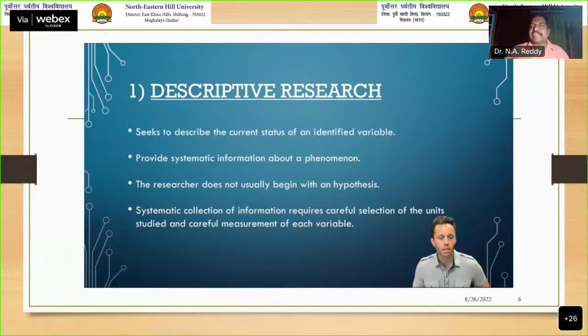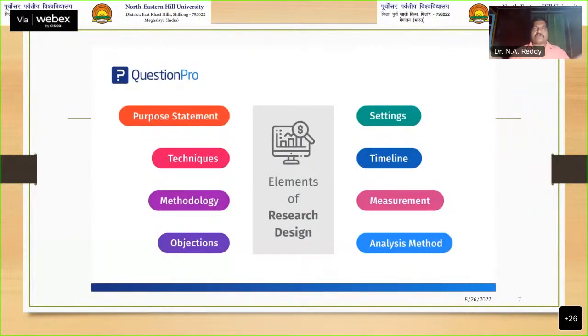We always need research questions. We ask what are the factors, or how it is in general, because what, where and when. Through qualitative methods, you can use interview methods. A systematic collection of information requires careful selection of the units studied, and careful measurement of each variable. Variables in general have so many types, but we give importance to two or three: dependent variable, independent variable, or intervening variable.